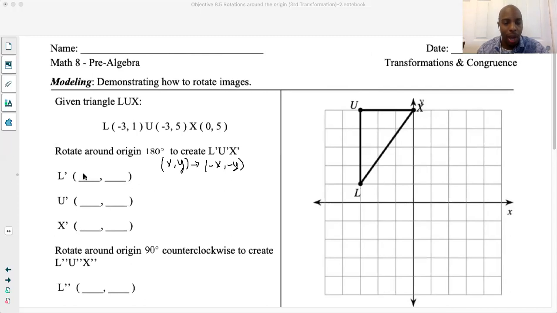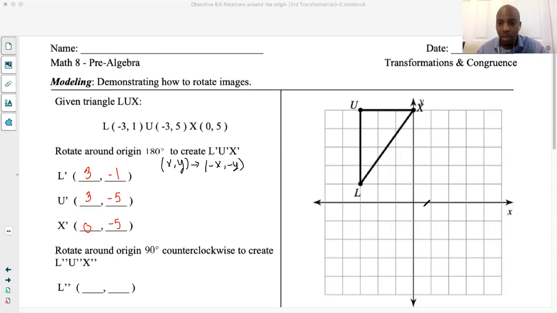Okay, L prime is going to be 3, -1. U prime is going to be 3, -5. How do I know this? Negate the X, +3. Negate the Y, -1. Same thing for this one. Negate the X, +3. Negate the Y, -5. And finally for X, 0, 5, we can't negate 0, so 0 is just 0. But we can negate the 5. So these are my new 3 points.